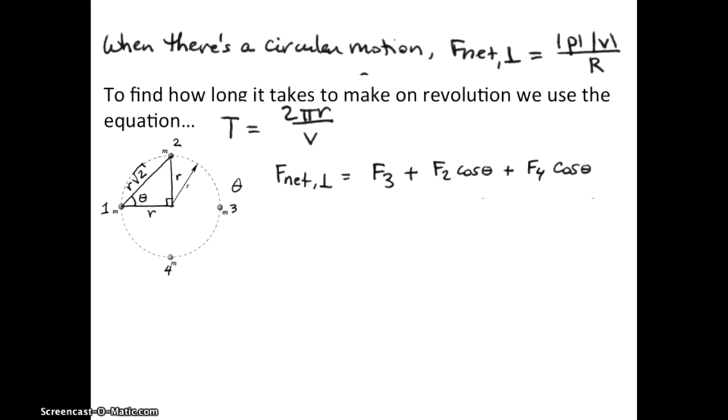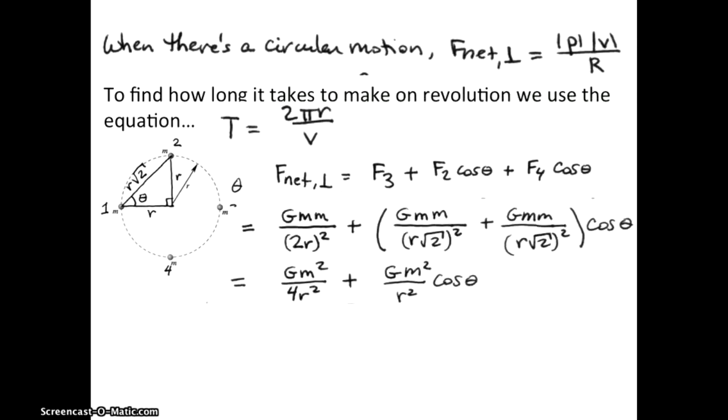The equation for gravitational forces between two objects is G times one mass times the other mass divided by the distance between the masses squared. From the diagram, we know the distances and can just plug them in and then reduce. We find that F net is equal to G times m squared divided by r squared times (1/4 plus 1 divided by the square root of 2).